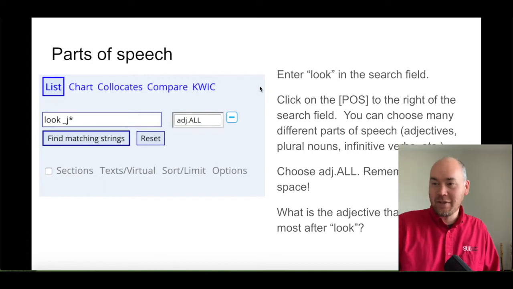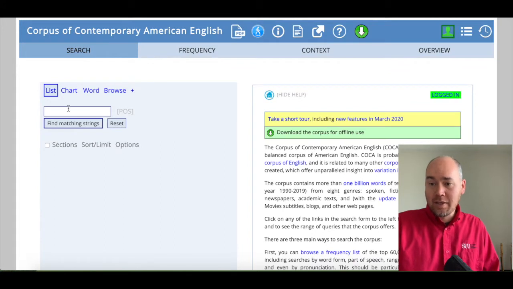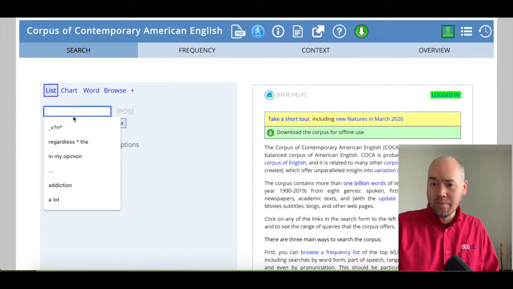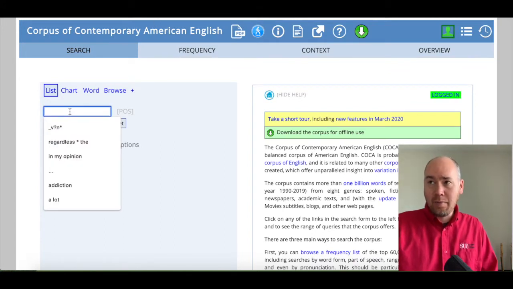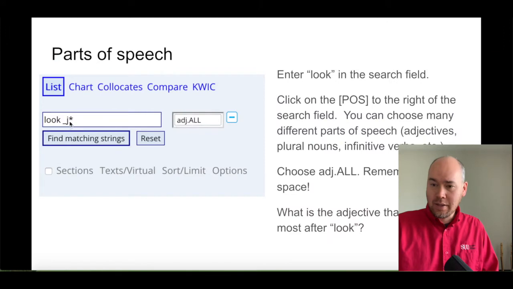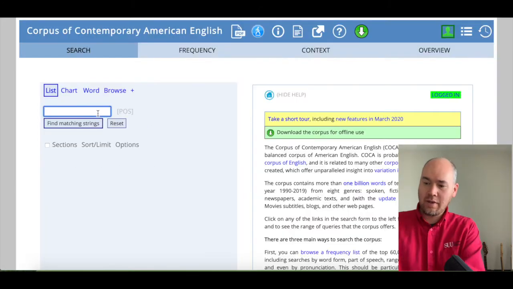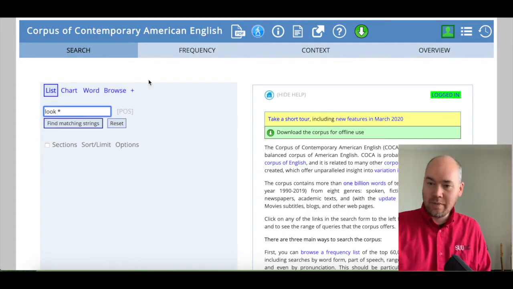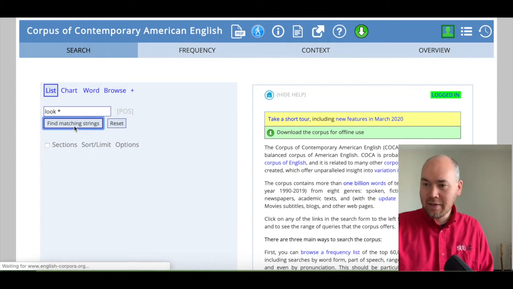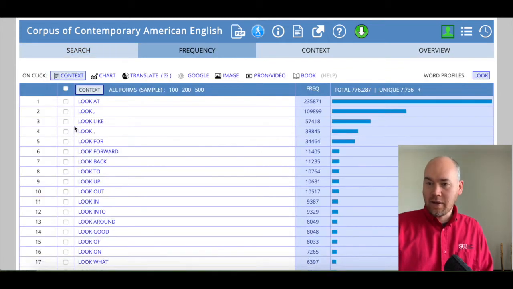And this one, I'm going to show you how to do a special kind of search in COCA that's even more specific than the kinds of searches we did before. Okay, so let's start out with a question. I want to know what word comes most after the word look. I want to look for the word look, and I want to look for another word. And let's see what I get. Look at.